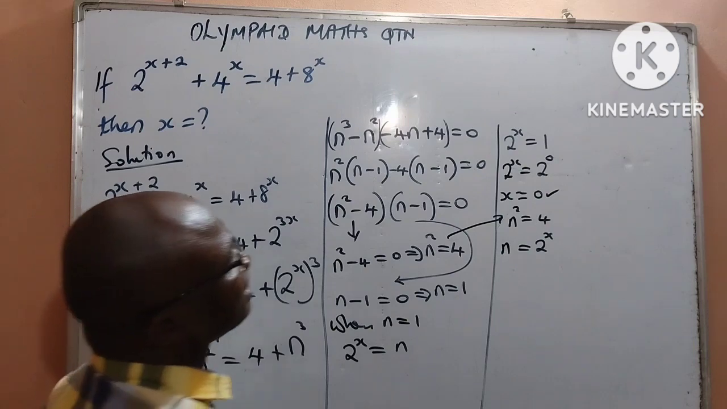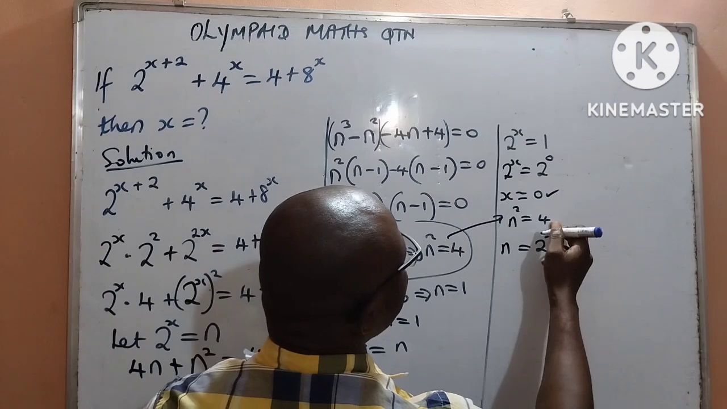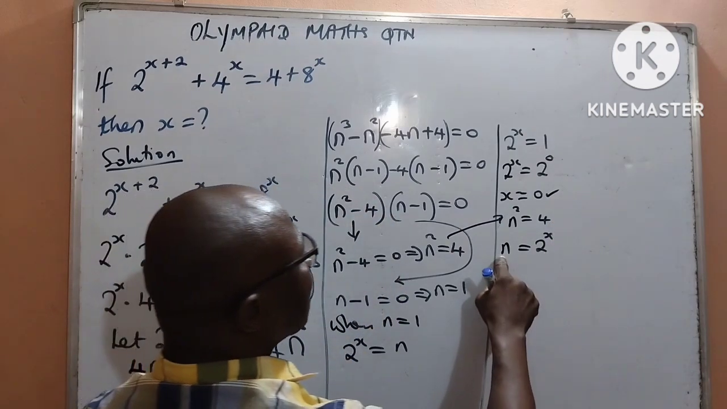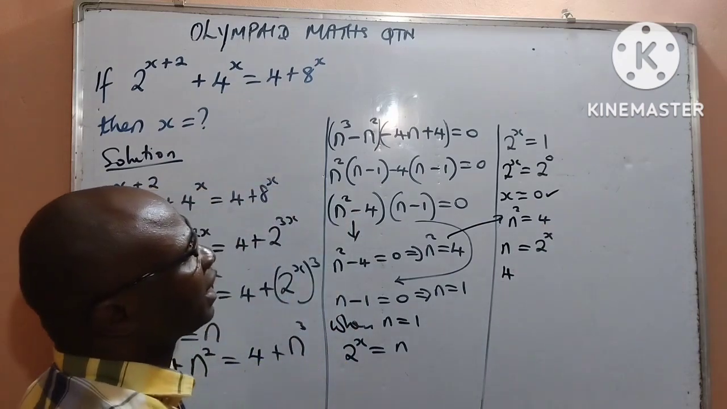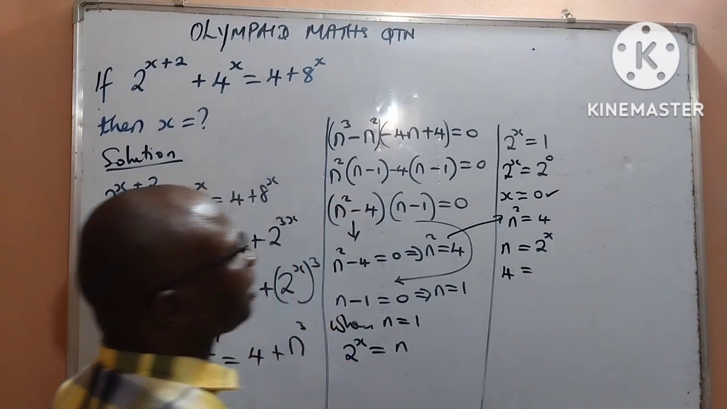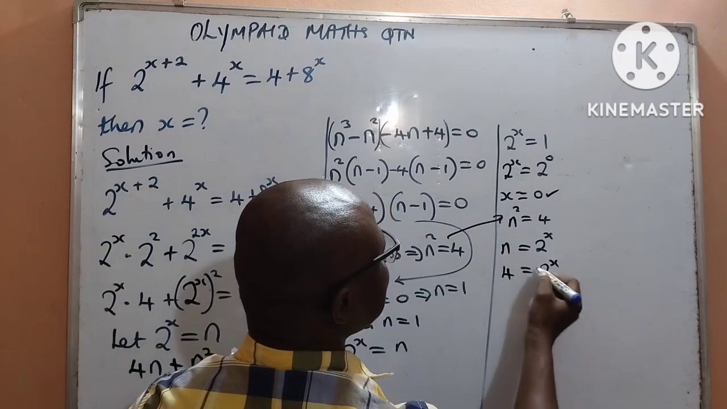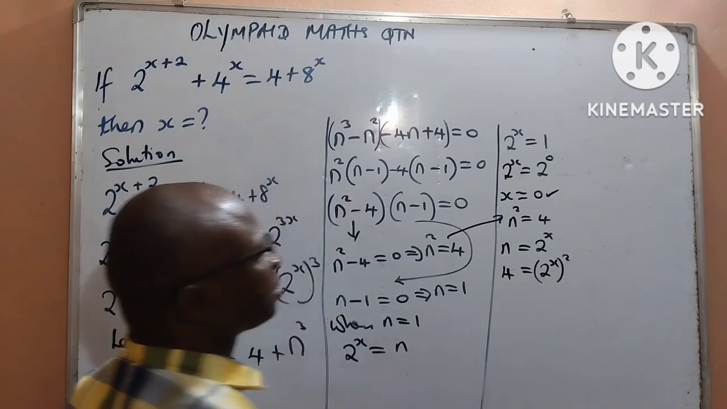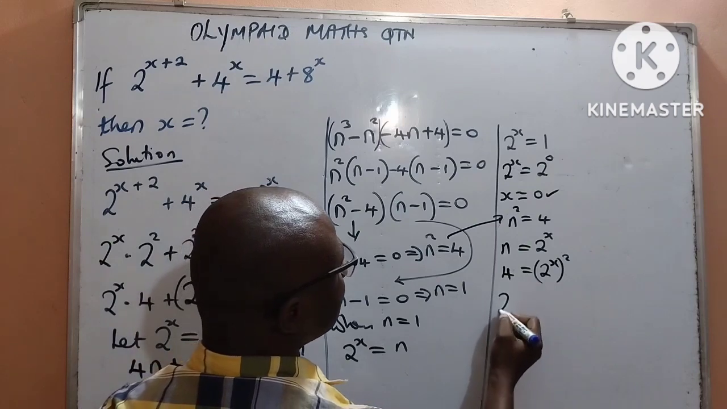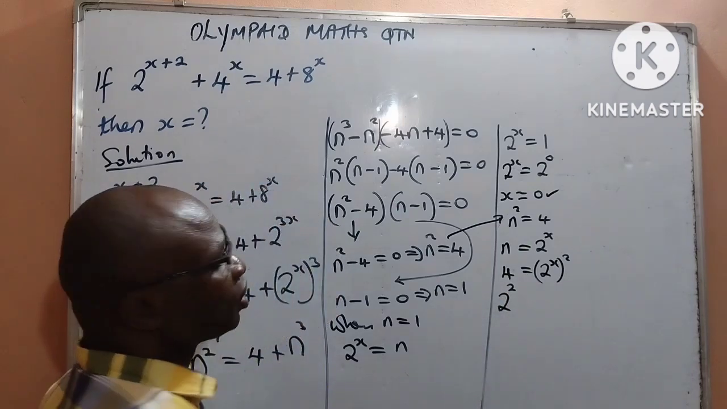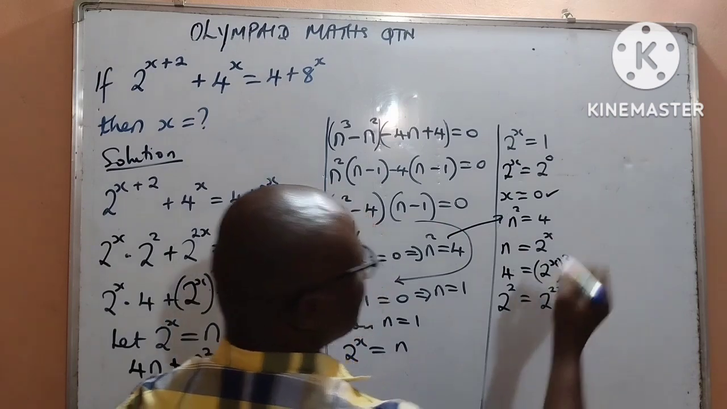So, I can now say n squared is equal to 4 here, therefore, n alone, I will replace here with 4. And then squaring this side, I will now have 2 to the power x all squared. And that is still the same thing as 4, which is the same thing as 2 to the power 2, which is equal to 2 to the power of 2x.